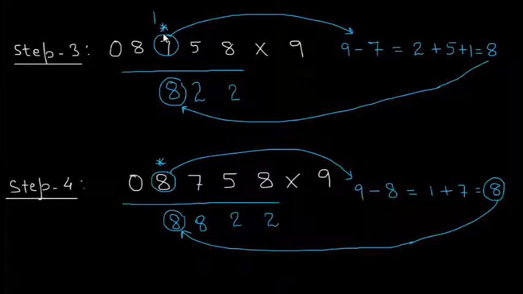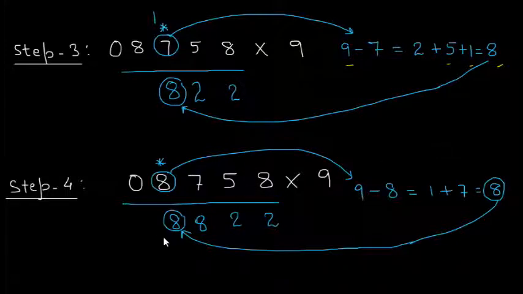Next number is 7. So 9 minus 7. In all the cases, for the middle numbers, you have to subtract it from 9. It is a common rule. So 9 minus 7 is 2, and its right hand side neighbor is 5. Put 5 here, and the carry is 1. Put 1 here. So altogether it is 8.